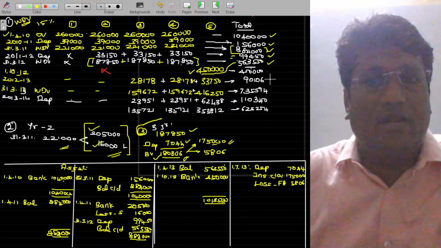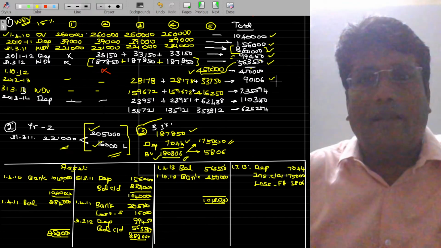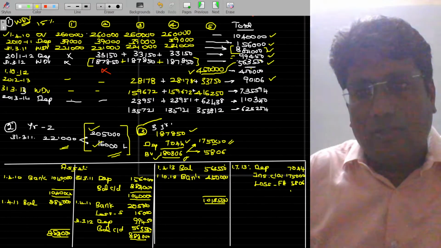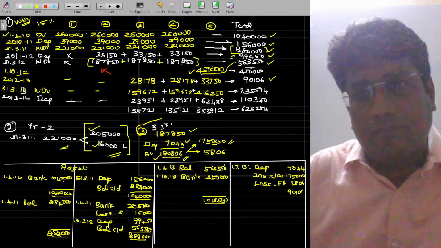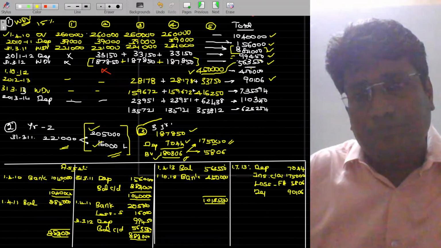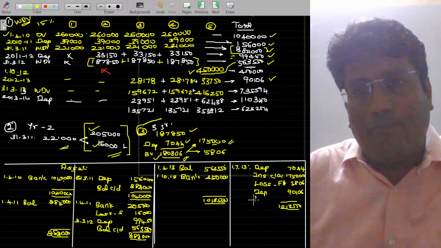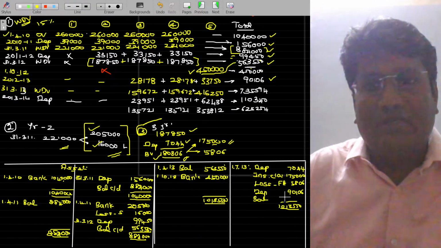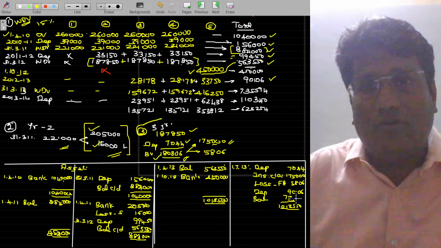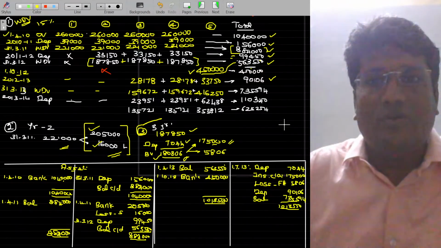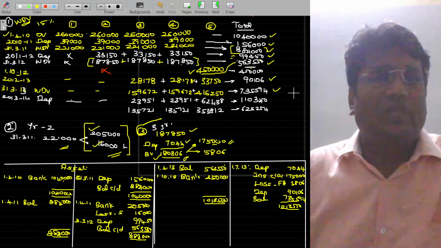The depreciation provided for the year 12 and 13 being 90,106. This is the depreciation. After that, if I tally 10 lakhs 13,550, the balance I will get by this time being 7 lakhs 35,594. Hope you could understand.